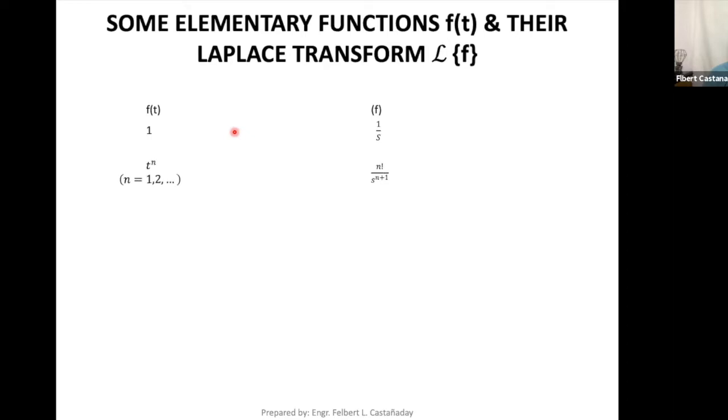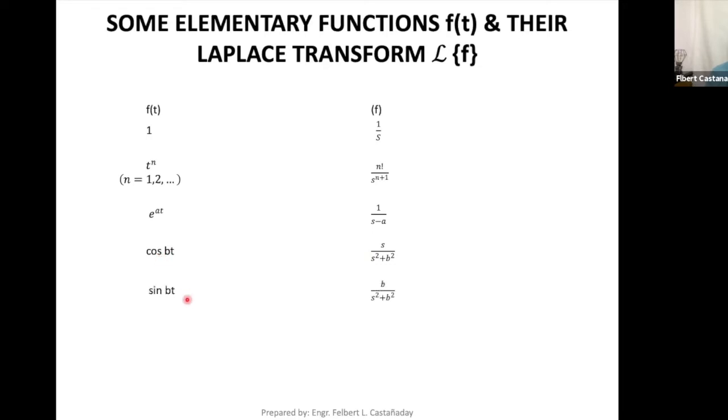The next one, the Laplace of t raised to n, where n is a positive integer, 1, 2, and so on. The Laplace transform of that is equal to n factorial over s raised to n plus 1. The next function is e raised to at, where a is a constant, and the transform for this is 1 over s minus a. Cosine bt is s over s squared plus b squared, where b is a constant.